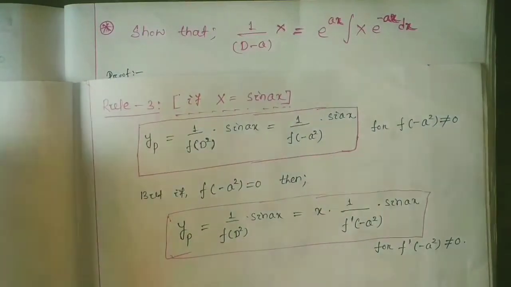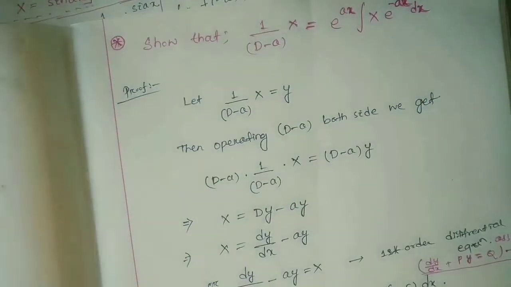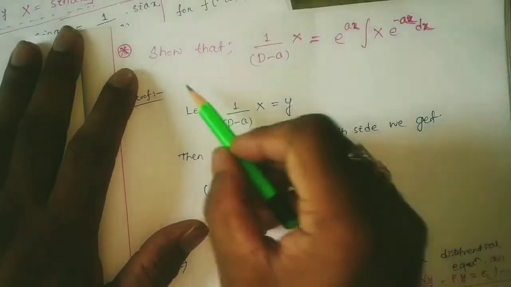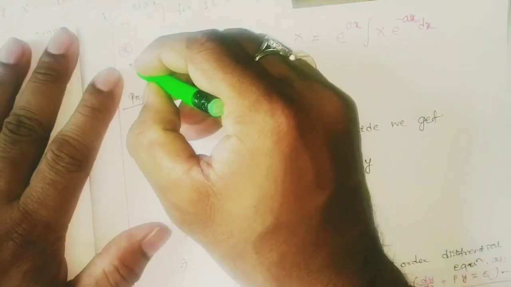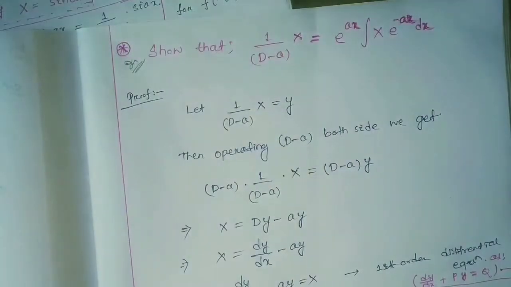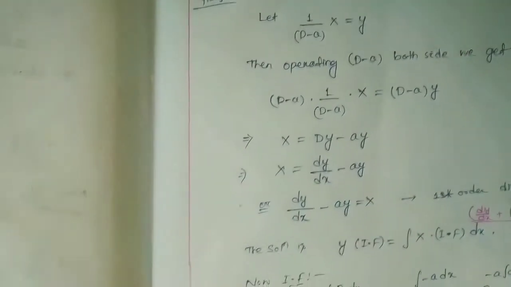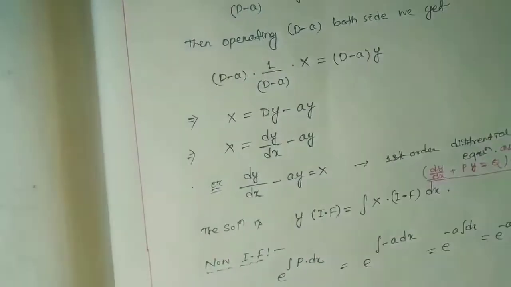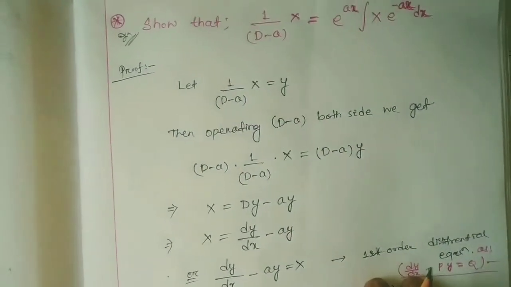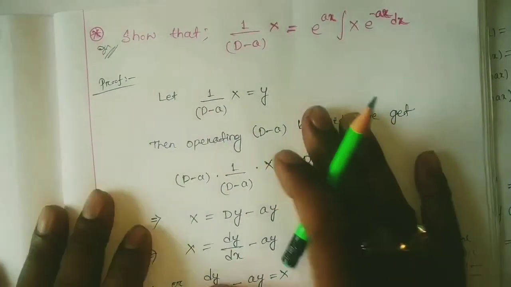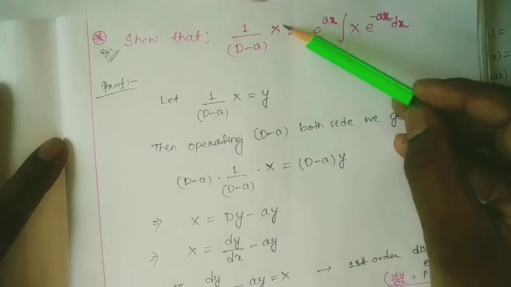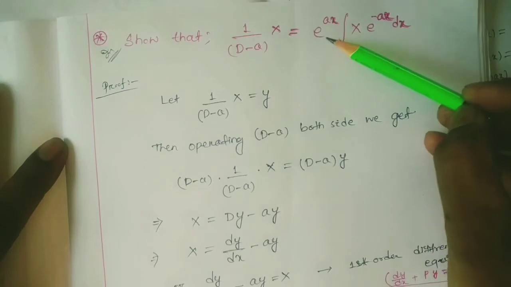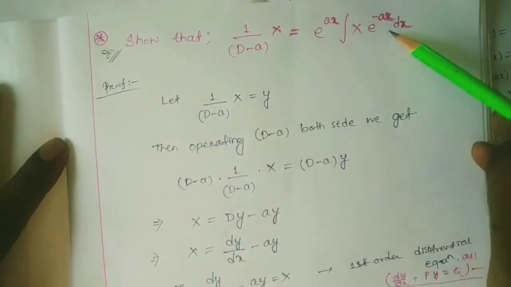So first we have to prove this, so that sometimes it is also asked in your exam. So this is also an important one, you have to watch carefully and write it down in your note. So 1 by (D minus a) x equals e to the power ax integration of this one, that we have to prove.